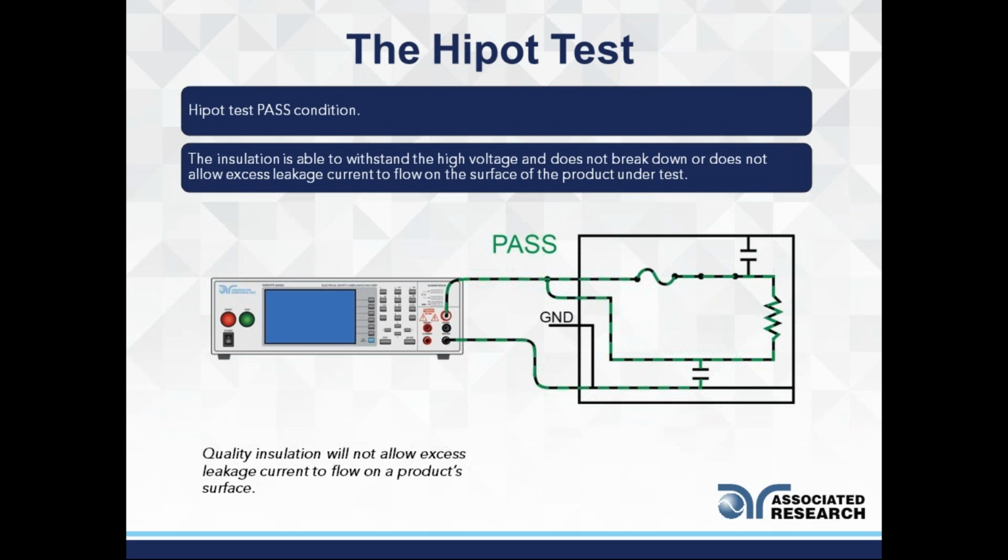So what's important to remember is that good quality insulation should not allow higher amounts of leakage current to flow on a product's surface. If the insulation is poor quality, or it's degraded, because over time, with more use, the insulation of any electronic product will degrade, that's why it is important to keep a check of the insulation of your product.